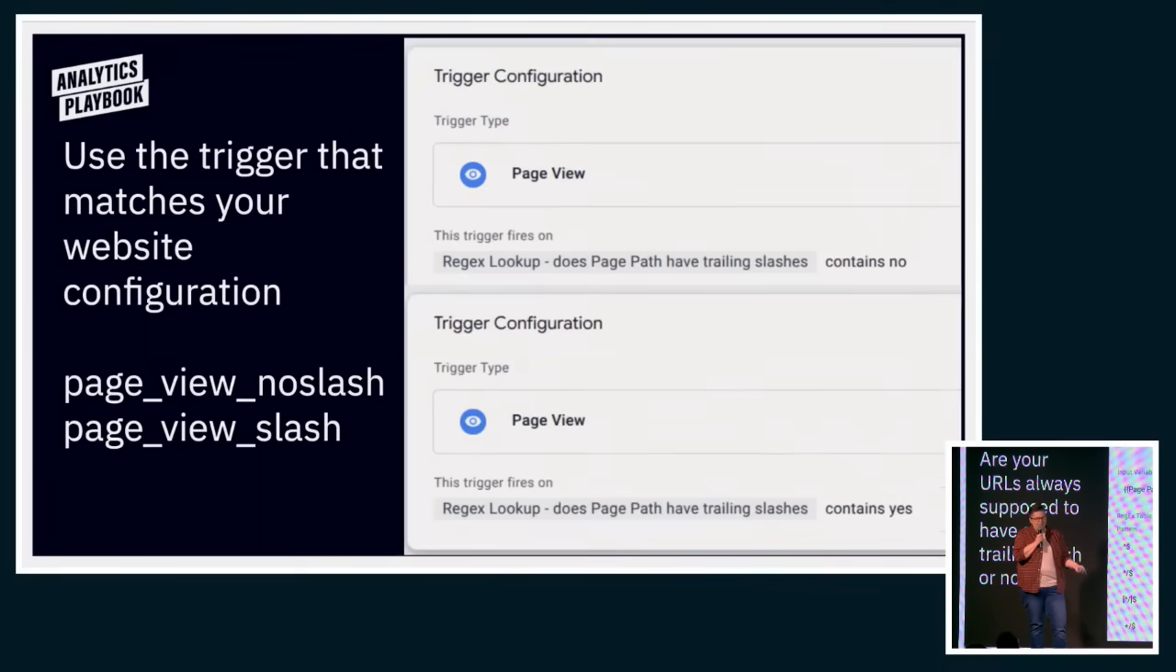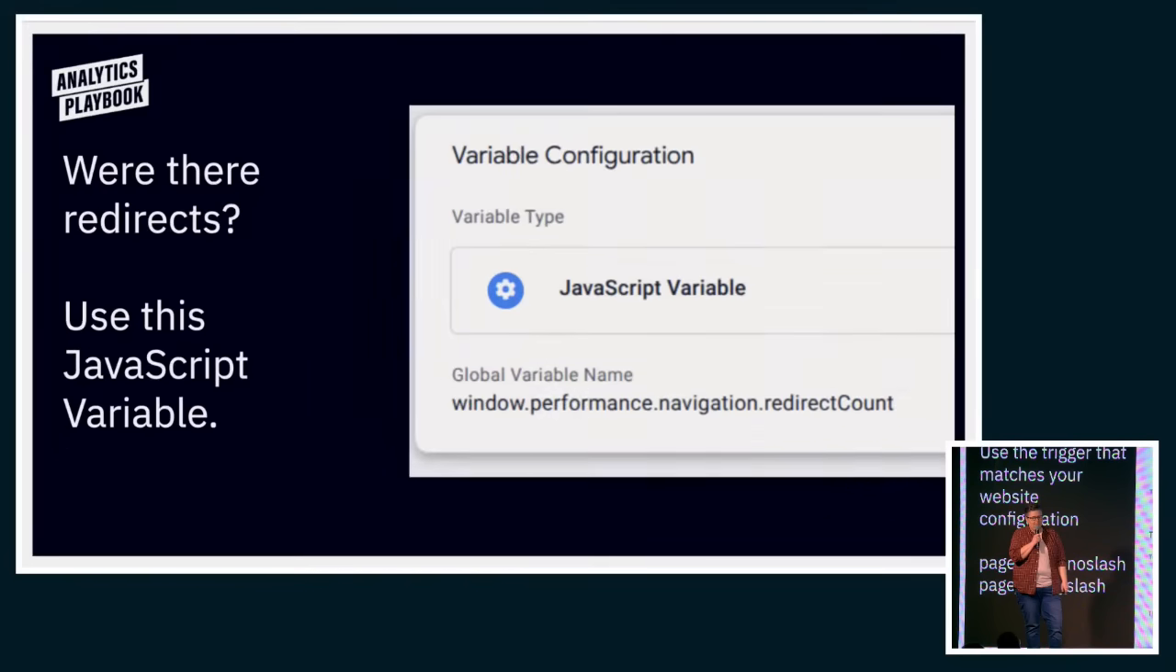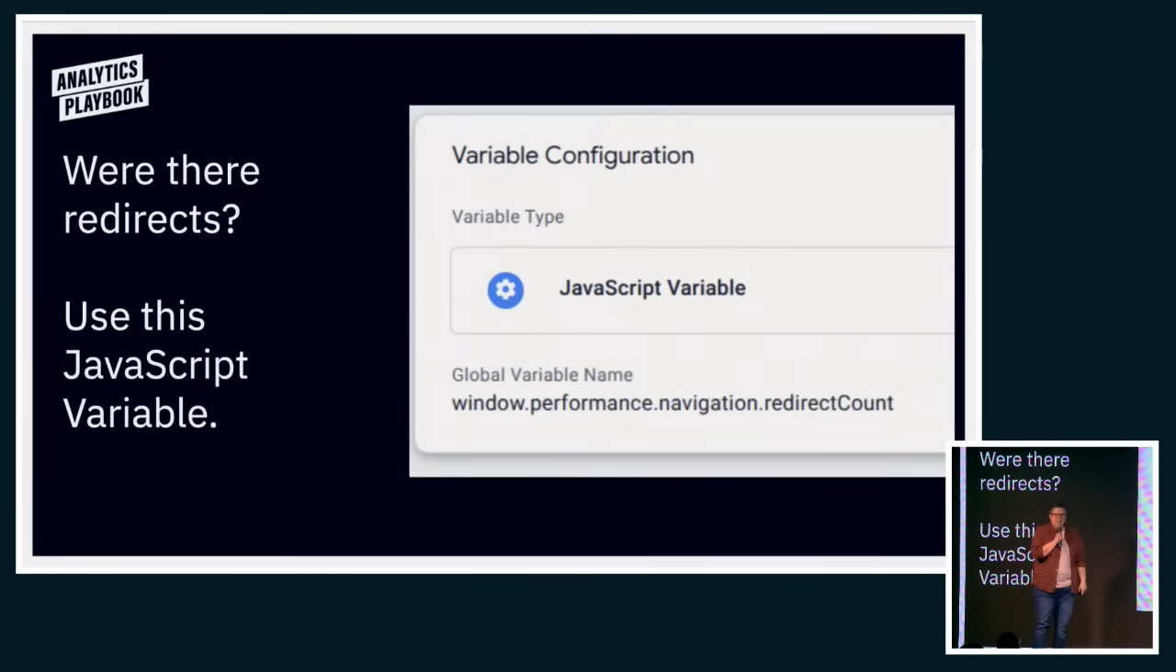And then what would happen is you would set up one of either event. If you should have trailing slashes, use this trigger. And if you should not have trailing slashes, use this trigger. It gets into a double negative situation, so just double check that it's actually doing what you're supposed to be doing before you go ahead and publish it.